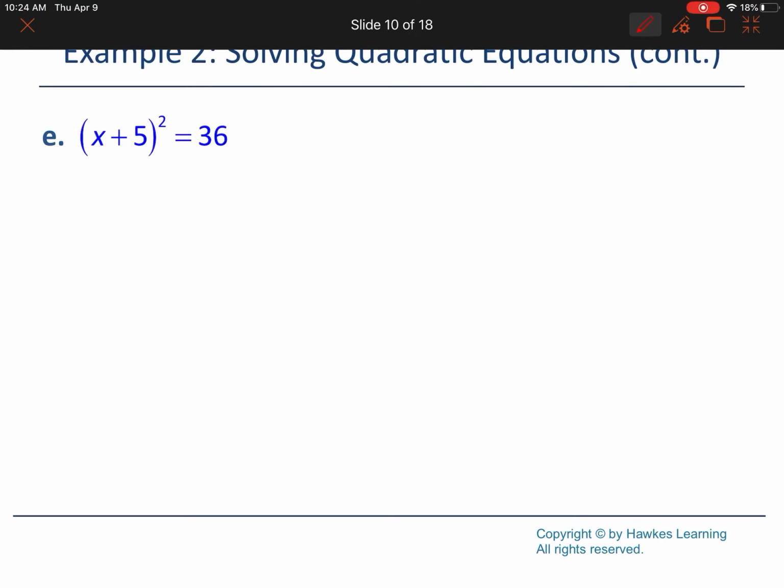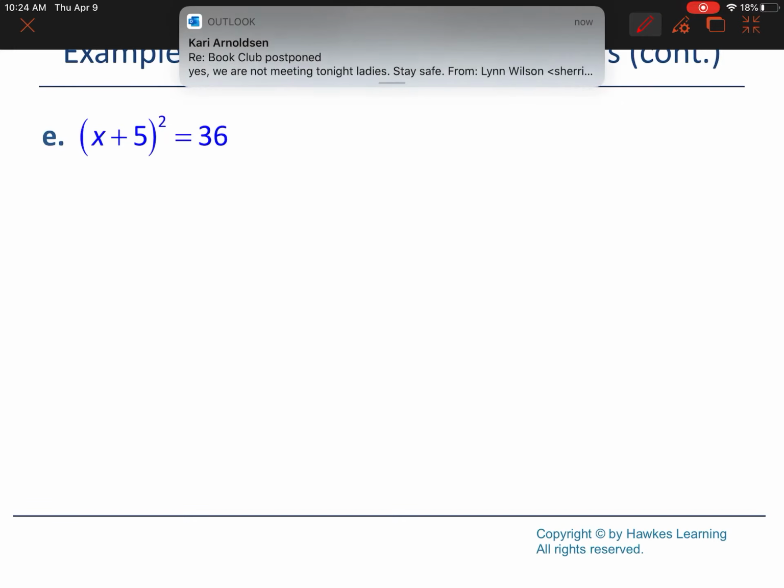So in this case, it looks like it's already factored, right? x plus 5 times x plus 5. But the problem is that it's not a factored thing equal to 0. And since it's not equal to 0, it's no good to us. So we need to unfactor it, put the 36 over there, and then refactor it.